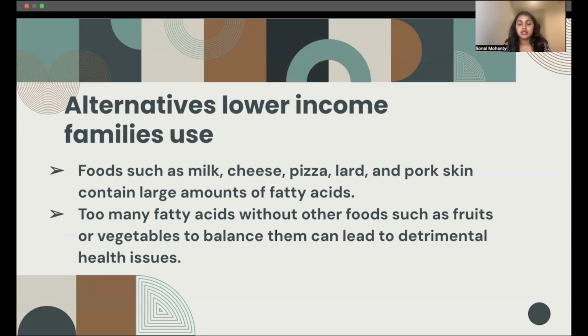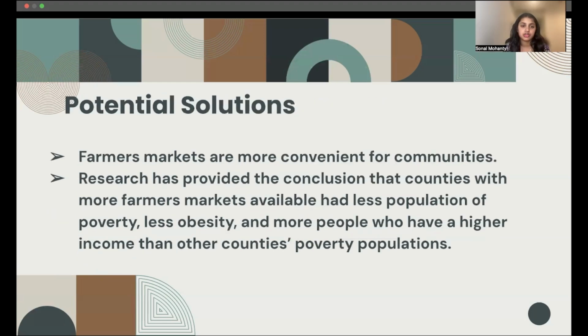Even if they prepare food at home, they may use a lot of foods such as milk, cheese, pizza, lard, or pork skin, and they contain large amounts of fatty acids. Too many fatty acids without other foods, such as fruits or vegetables, to balance them out can lead to detrimental health issues. Again, not necessarily the milk, cheese, or pizza is a problem. The problem may be that there is no huge thing balancing it. There are no fruits and vegetables to balance it.